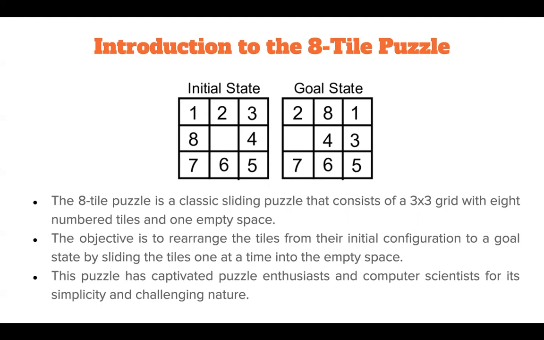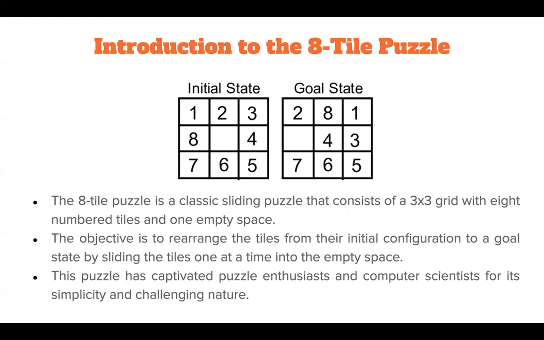There can be 4 moves here. The empty space can move up, it can move down, it can move to the left, and it can move to the right. The move should be such that it doesn't go out of the 3 by 3 grid. As long as the move is within the 3 by 3 grid, we call it a valid move.